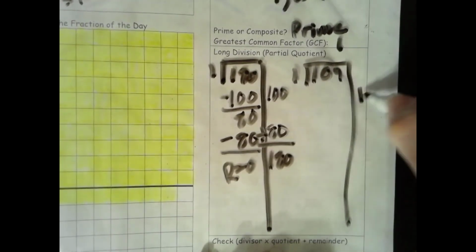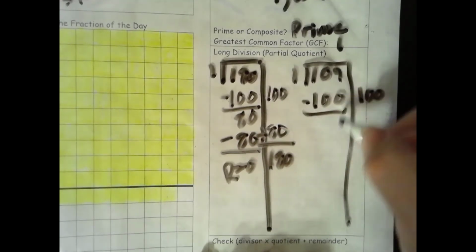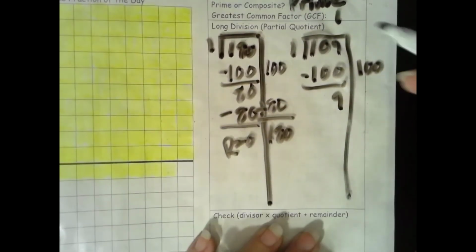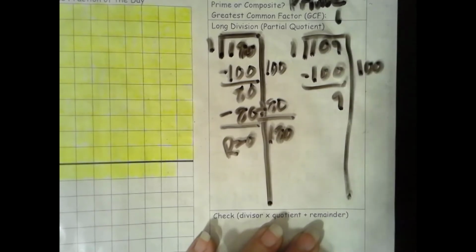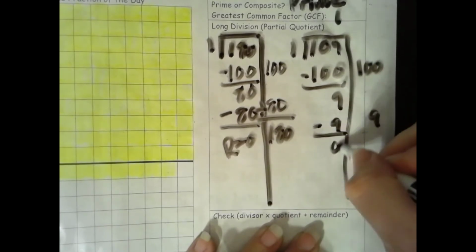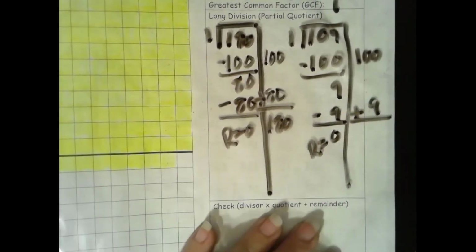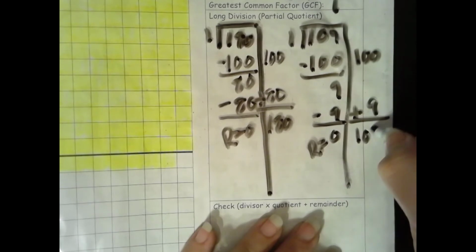1 times 100 is 100. More on top, no need to stop. Numbers the same, zeros a game. 9 times 1 is 9. Numbers the same, zeros a game. Add these partial quotients together and we get 109.